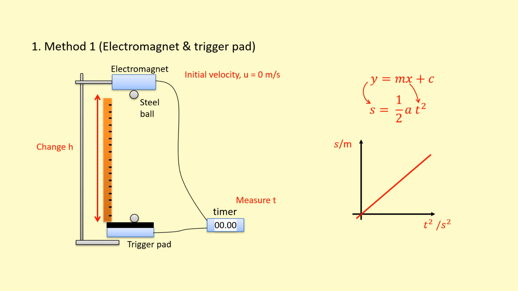The gradient is the thing that's going to multiply the time squared, which is half times acceleration. And the acceleration here is hopefully going to be the acceleration due to gravity, hopefully 9.81. So we know the gradient is half a, and therefore the acceleration due to gravity is going to be gradient times 2 in this method.